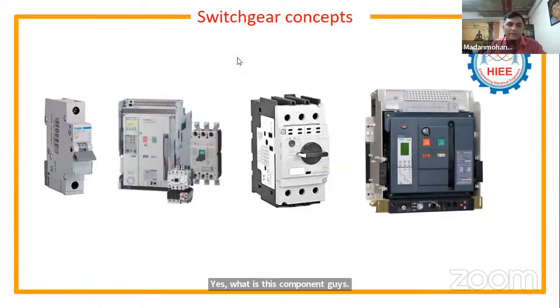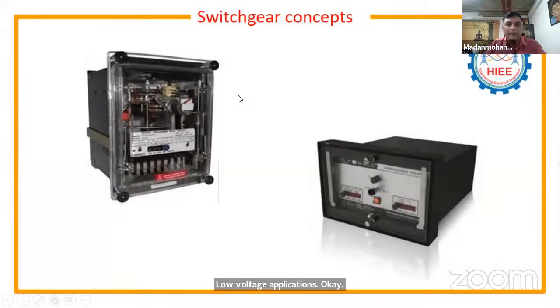What are these components? Can anybody tell me? Yes, it's a combination of different circuit breakers. Most of the people are giving me answers like MCB, but we have different circuit breakers here. This is called an MCB, and this is an MCCB. We'll see each and every one of them. These are all the group of circuit breakers we use for low voltage applications. Okay, so I'll just show you the next component here.